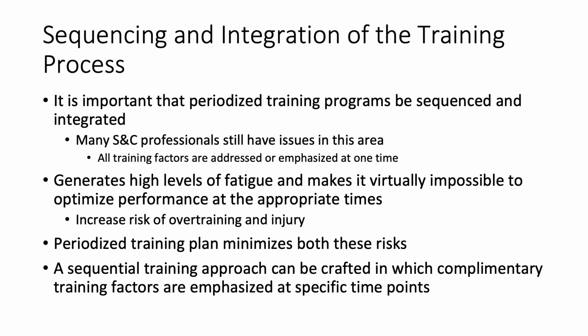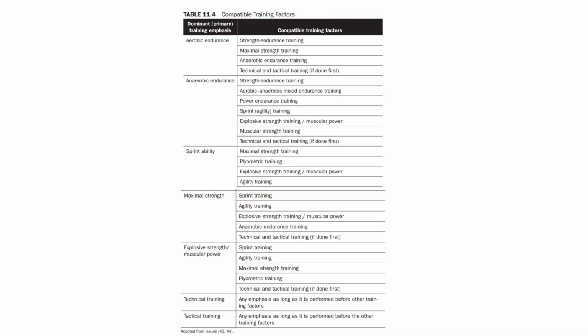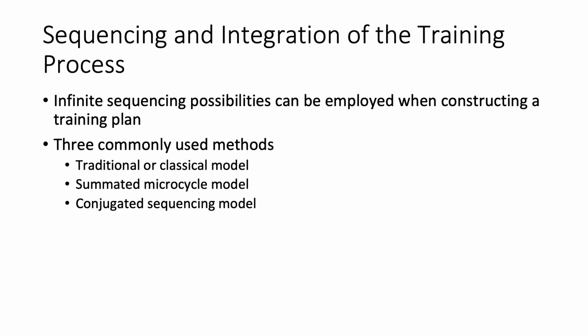Further, this can increase the risk of overtraining and injury for the athlete. By having a periodized training plan, this minimizes both of those risks. So overall, a sequential training approach can be crafted in which complementary training factors are emphasized at specific time points. This table here provides the primary training emphasis along with the compatible training factors. This may help depending on the athlete's goal and may help you when programming. There are infinite sequencing possibilities that can be employed when constructing a training plan. The commonly used methods are the traditional or classic model, the summated microcycle model, and the conjugated sequencing model.